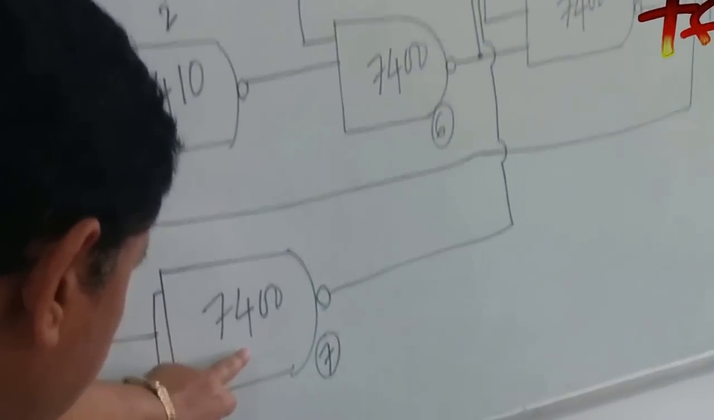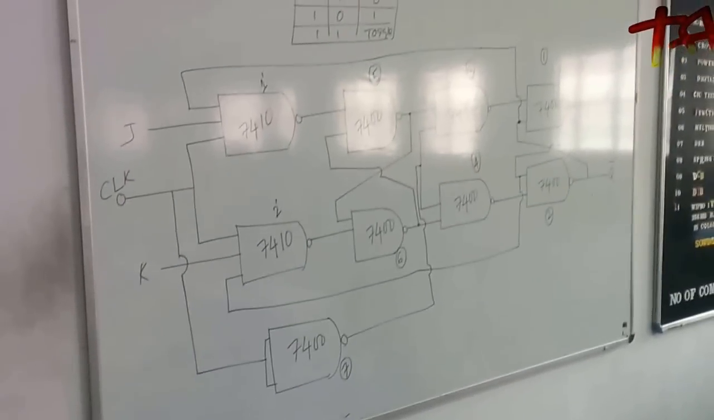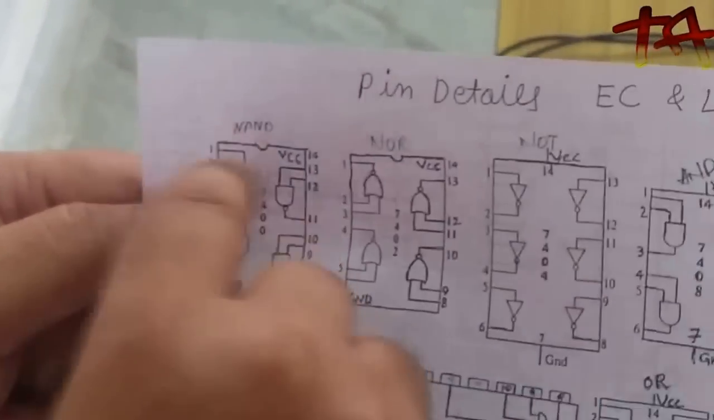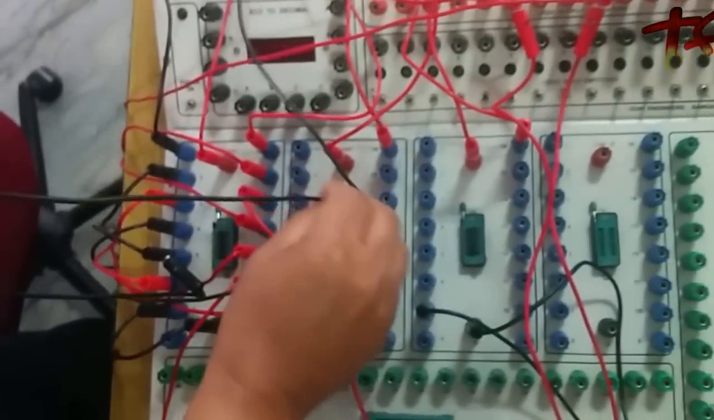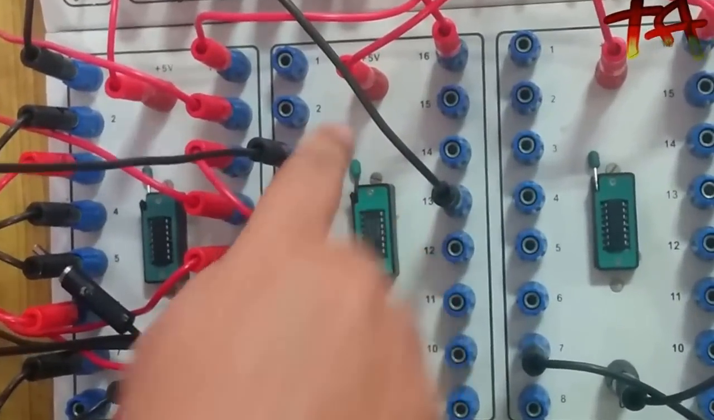This will be connected to the output of the 7. This is the output of the 7, gate number 7 of the second IC. Therefore, output of the 3 on the second IC is the output of the 7.